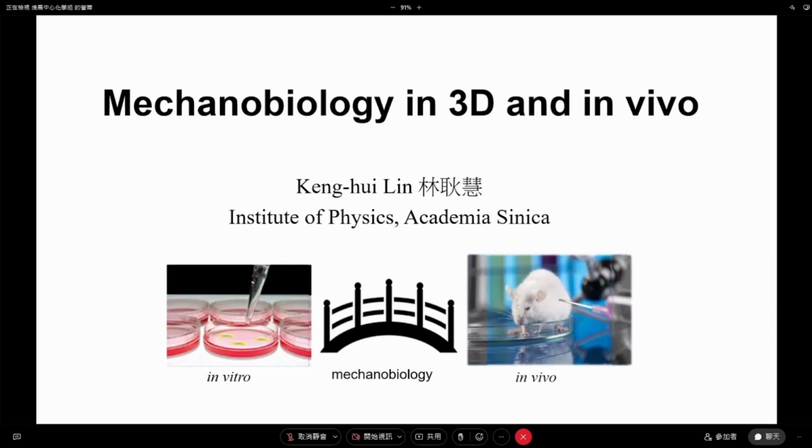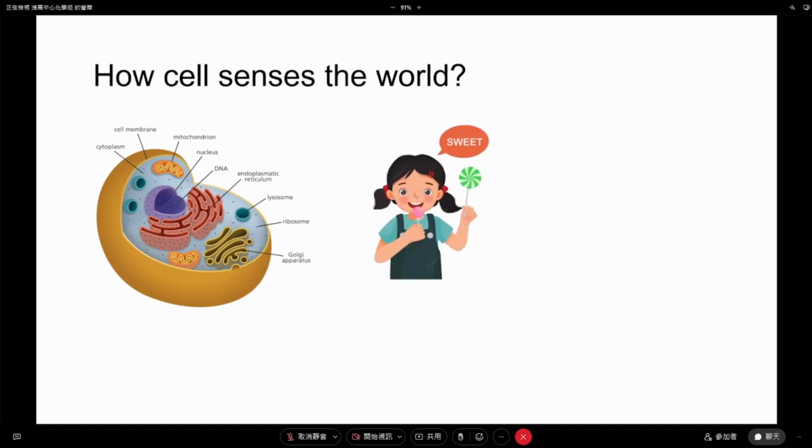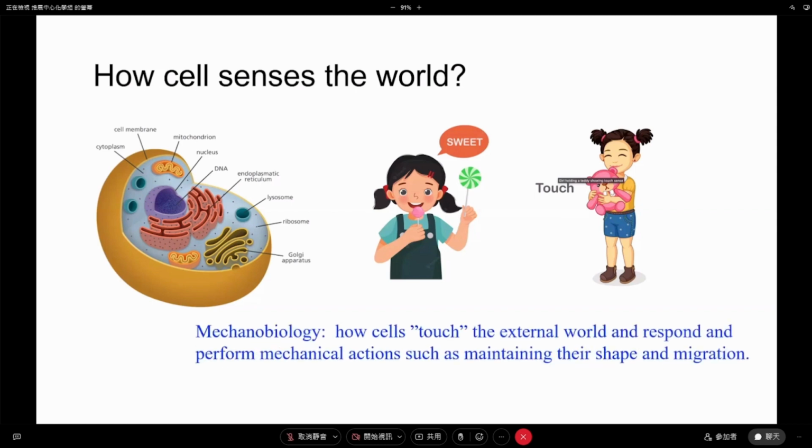So the overarching goal of my research is to bridge in vitro and in vivo through the knowledge of mechanobiology. So how does a cell sense the world? Sight has been a central, main focus of cell biology study for a long time. And in the 21st century, people found out the other sense of a cell is touch. It also plays a very important role. It regulates cell function like growth, proliferation, or differentiation. So mechanobiology is to understand how this works.